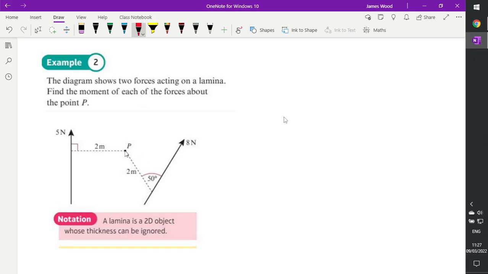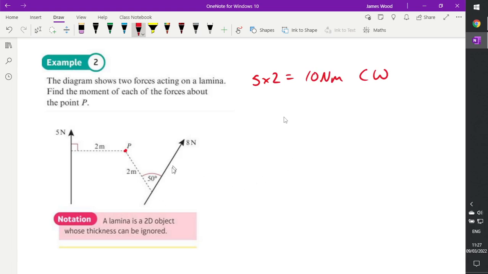Okay, so again, this point here, P, is fixed, and we've got a force here which is trying to get P to rotate this way, so that is clockwise. So we've got 5 times 2, they are already perpendicular, so that's 10 Newton meters clockwise.